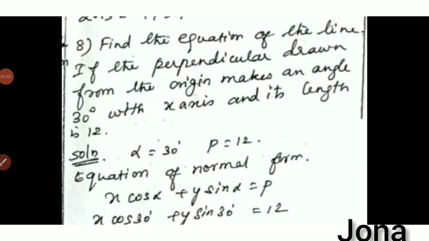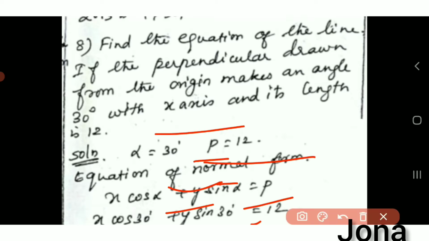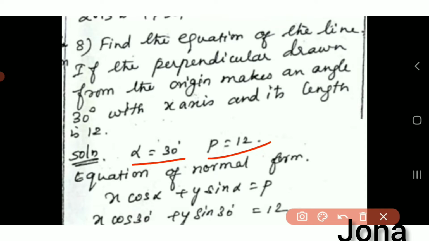Eighth sum. Find the equation of the line if the perpendicular drawn from the origin makes an angle 30 degree with x-axis and its length is 12. Here that angle is given, alpha equal to 30 degree, and the length of perpendicular distance is 12. Both the things are given.